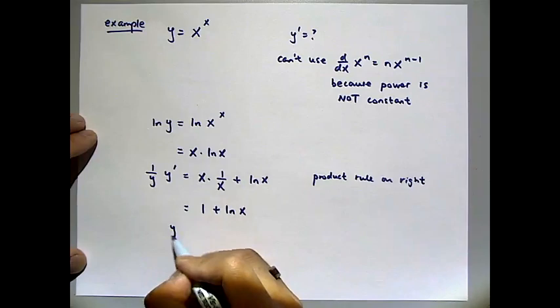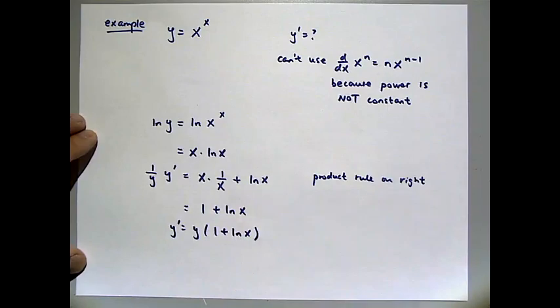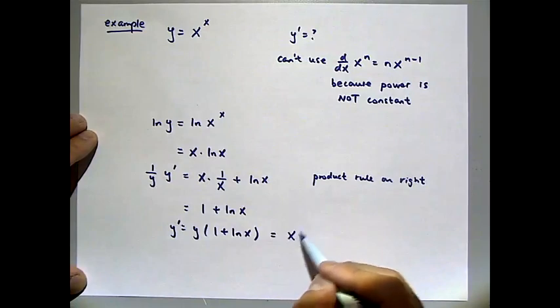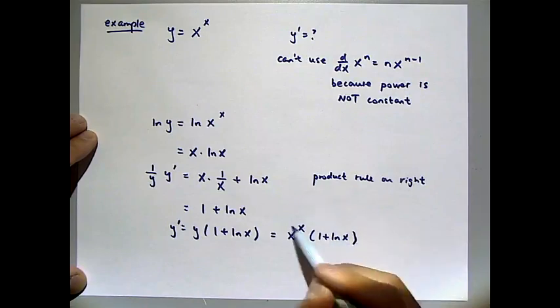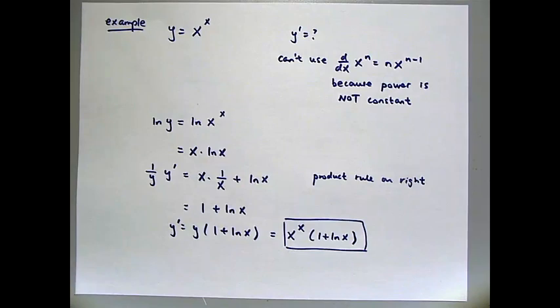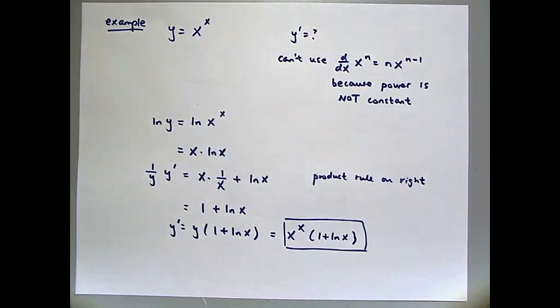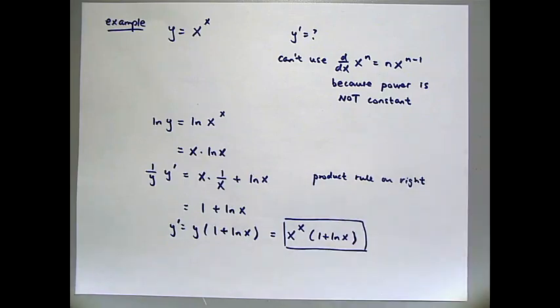Now it's easy. y prime is equal to y times all of that stuff. But I know what y is equal to. It's really that thing. And there we go. That's the derivative of x to the power of x. Okay, so every time you got any kind of complicated power that you don't want to deal with, consider using log differentiation. Any question on this example?